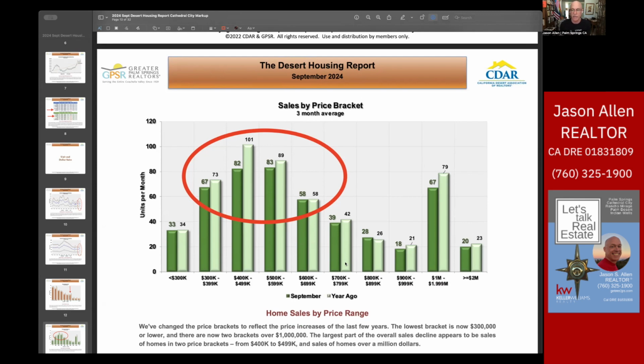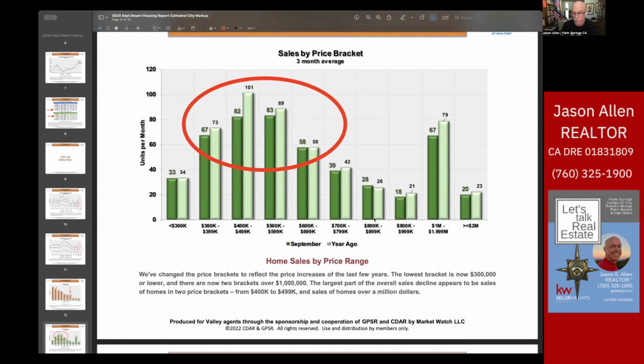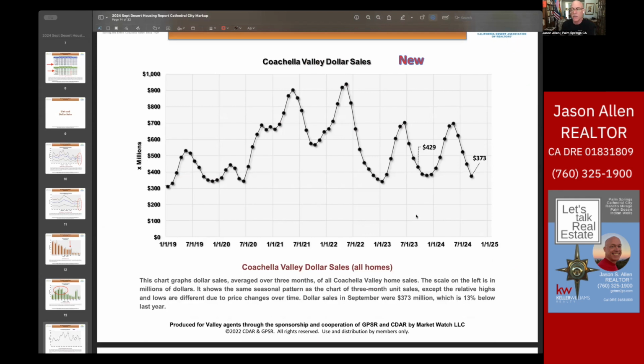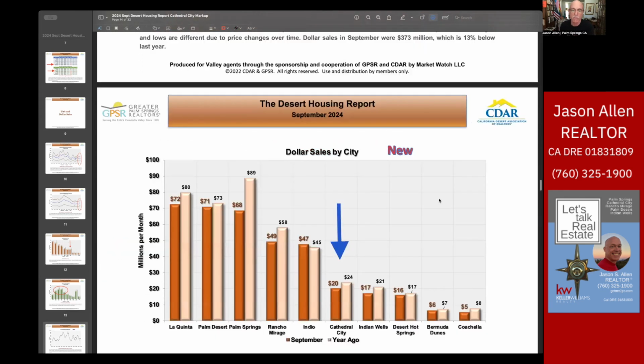When you aggregate everything and you pull in things like this price point and this price point, it appears as if our sales are off dramatically, and they're not really. That's not what we're seeing. There's a quick chart of dollar value. If we take the entire valley and add up everything that's been sold, yeah, we're down. I mean, it's consistent across the board.